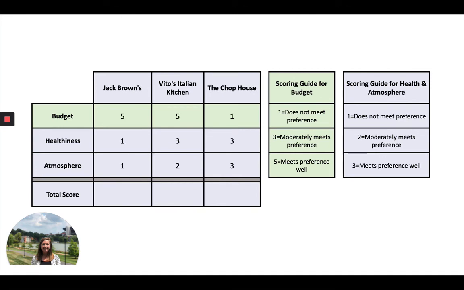The example would be at Jack Brown's and Vito's, we can both eat for under $50. But at the Chop House, there's no way that we can eat food, both of us eat, and tip well for under $50. We gave that one a 1. So when you look now, Vito's still actually came out on top, but you see that the difference is a lot more drastic, which would just affirm me that this is the decision that I would want to make.